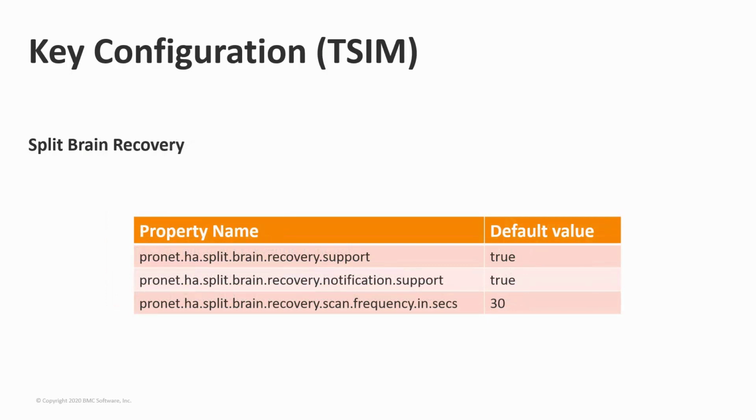The split brain recovery properties are for when a split brain has been detected. By default, split brain recovery is enabled. The notification support property is for event and email notification. The scan frequency property is the number of seconds that a split brain condition is checked. If a split brain is detected, the secondary will be restarted, forcing it into standby.